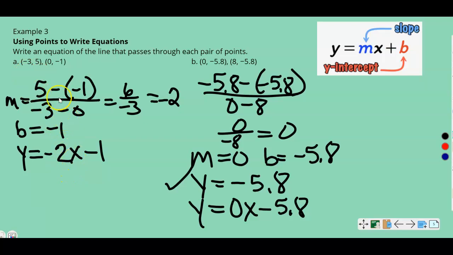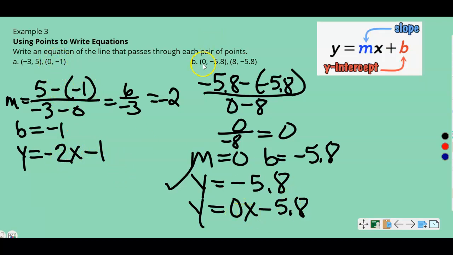So A part, take the x, negative 3 times negative 2 is negative 6. Sorry, negative 2 times negative 3 is positive 6. 6 minus 1 is 5. So the first point is correct. Take your 0. 0 times anything is 0. Minus 1 equals negative 1. So those both check out.